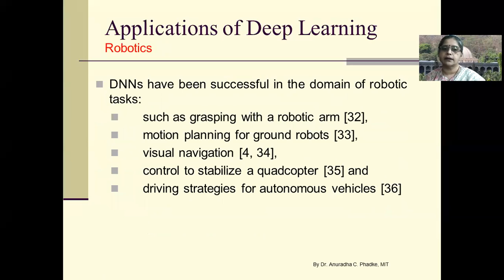Under robotics, again, deep learning techniques are very useful. So you can have robotic applications such as grasping with robotic arm, motion planning for ground robots, visual navigation, control to stabilize a quadcopter, and driving strategies for autonomous vehicles.